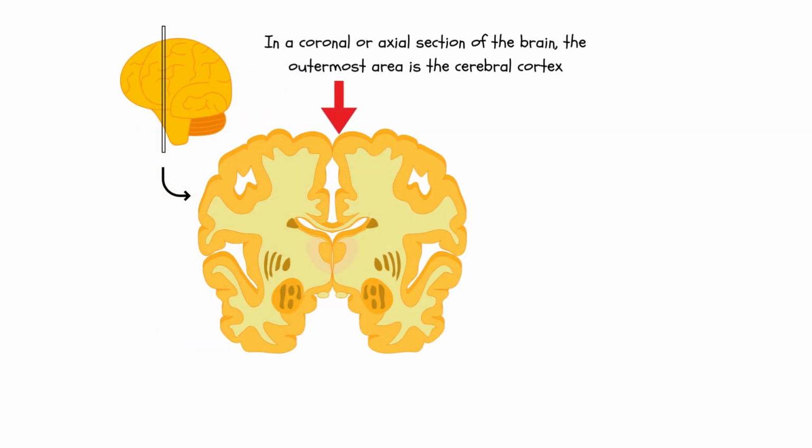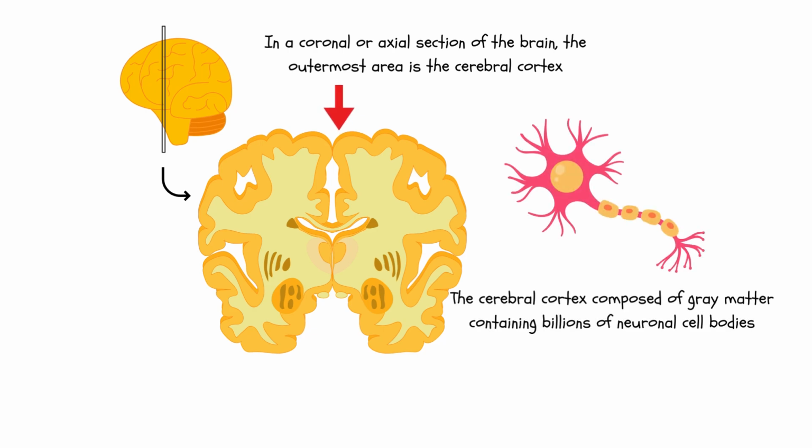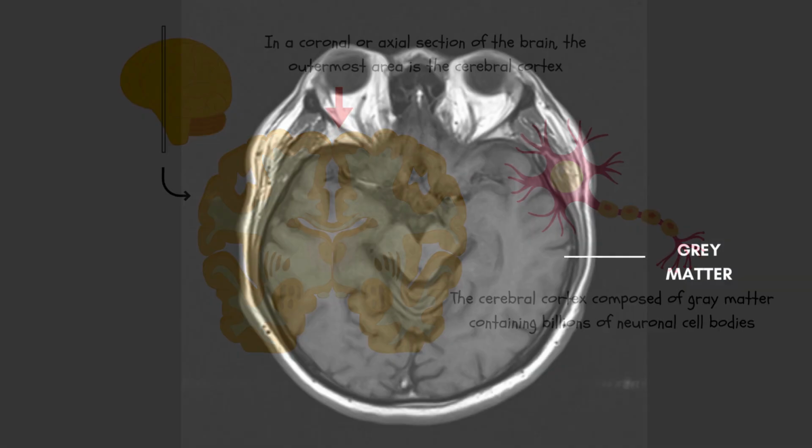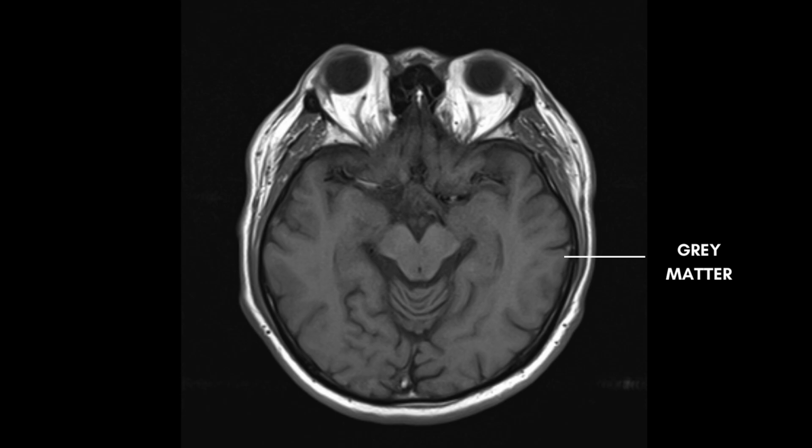On a coronal or axial section of the brain, the outermost area is the cerebral cortex, which is composed of grey matter containing billions of neuronal cell bodies. Again, in this MRI image, you can see the grey matter and the white matter.